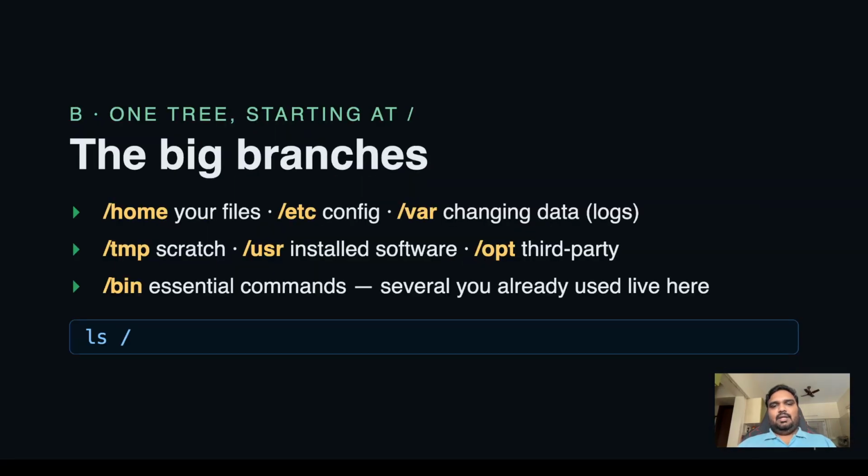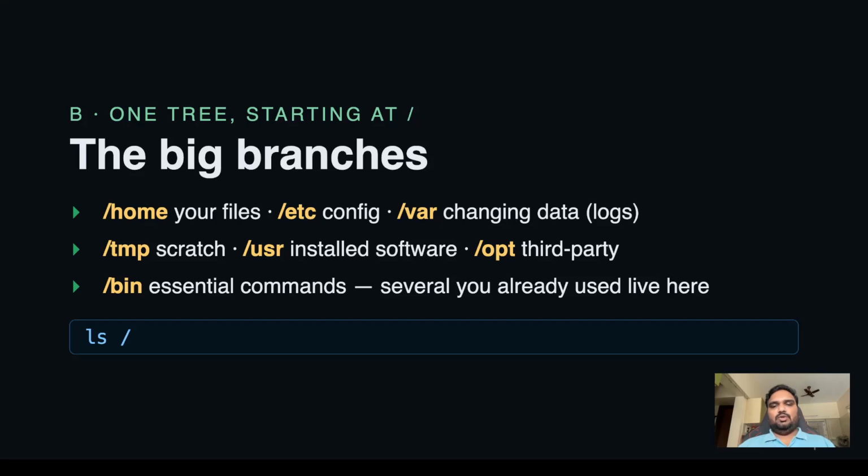So, one tree starting at a slash. Every file and folder on the entire system hangs off one single root written as one forward slash, not a C colon backslash like you might know from elsewhere. One tree, one root, always. Let's walk the important branches at a conceptual level today. We will use them for real over the coming days.